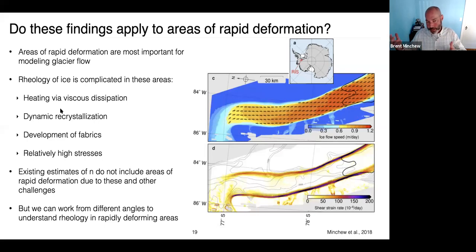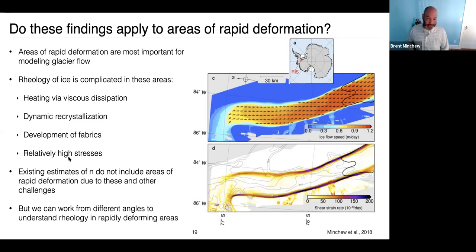So we have heating in this area through viscous dissipation. We have dynamic recrystallization because you're doing work on all of these parcels of ice, and so they must necessarily recrystallize. One of the consequences of this dynamic recrystallization would be the development of fabrics, that is, a crystalline preferred orientation. So the ice crystals themselves will want to line up and effectively act to soften the ice, creates anisotropy, and softens the ice in the direction of simple shear that we see in these areas. And then of course, finally, we have relatively high stresses by virtue of the fact that we have high deformation rates in these areas, right?